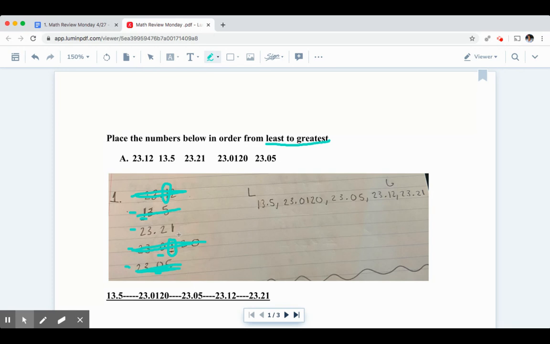And last, the greatest number here is 23 and 21 hundredths because it has a 2 in the tenths place compared to the other numbers which have 1 and 0 in the tenths place.